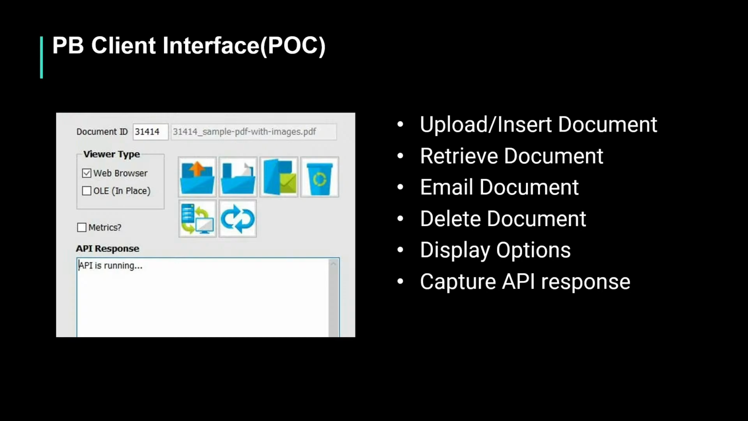just some display options, different ways of viewing the document once you pull it out of the database. And so I've implemented a web browser control here, along with the existing OLE activation in place. And then just a simple MLE window or box to show and capture API response codes and text and so forth, just to help with error handling and validating that things are working as they should.